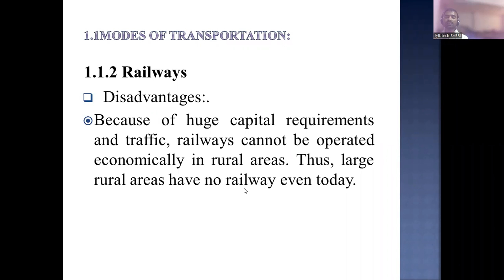Have you seen Solapur to Pandharpur? Is there any railway facility? No, it is not there. Railway communication is not there, because there may be a route problem and there is not that much traffic, and the distance is only 60 or 70 kilometers.